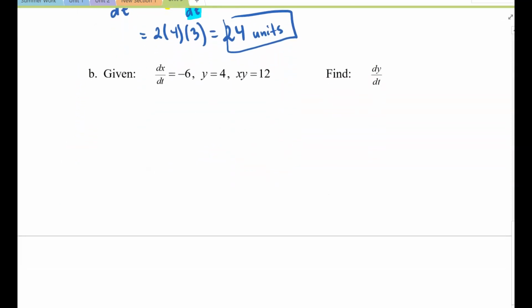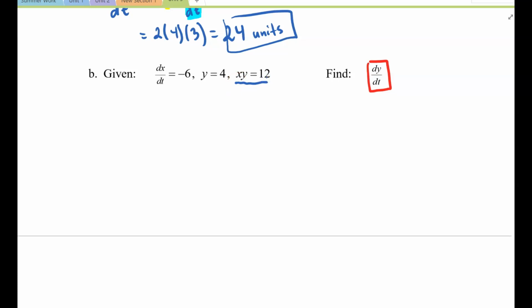Part B. Given dx/dt is equal to -6 and y is equal to 4, xy is equal to 12, find dy/dt. Okay, so here's what they want us to find. We're asked to find this. So we're going to take our formula that relates all of our information and implicitly differentiate. Here's my formula relating everything.